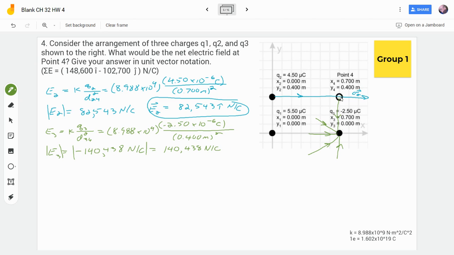So what that means is the electric field up here at point 4, because Q3 is kind of pulling the electric field lines into it, the electric field line here is going down. So that means this contribution here, E3, is going down. That's in the negative j hat direction. So what we're going to write is that E3 is equal to negative 140,438 j hat newtons per coulomb.